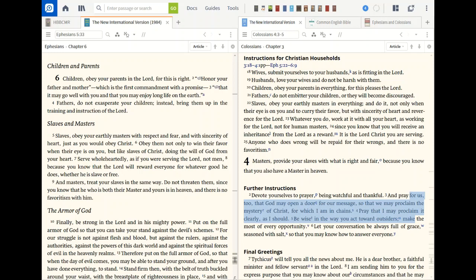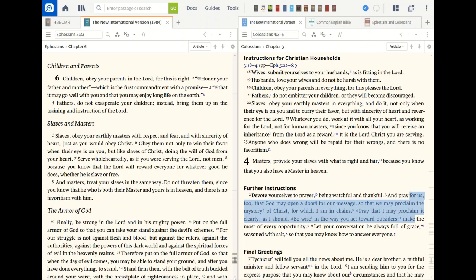Colossians, masters, provide your slaves with what is right and fair, because you also have a master in heaven. And Ephesians, masters, treat your slaves in the same way. Do not threaten them, since you know that he who is both their master and yours is in heaven. There is no favoritism with him. So again, treating slaves fairly and rightly, and not threatening them, are both countercultural to what was expected of the day. Again, slaves are still property in the Greco-Roman world.